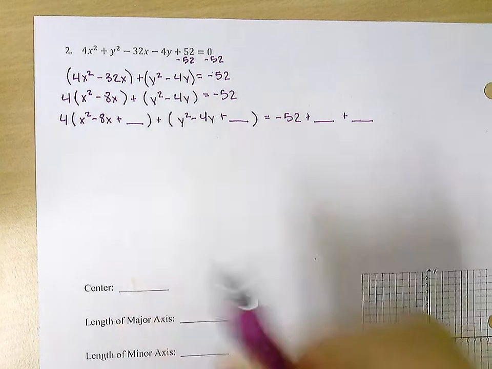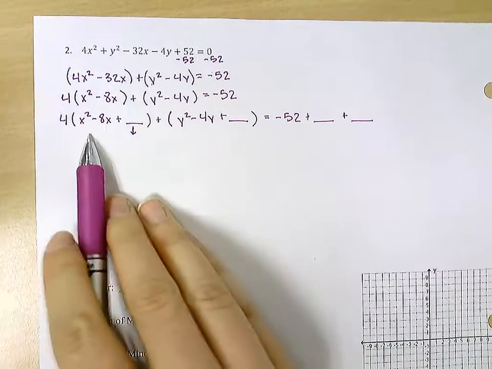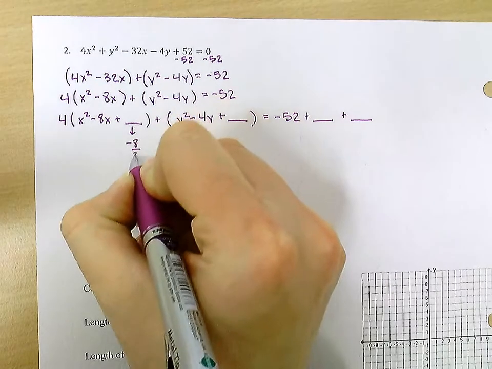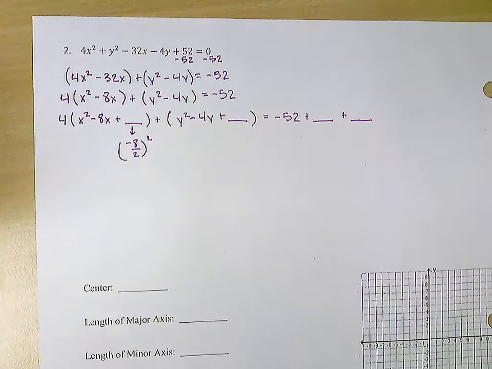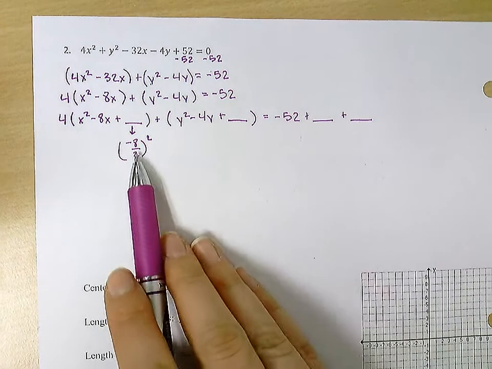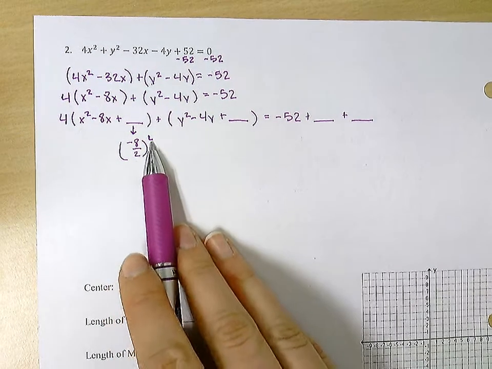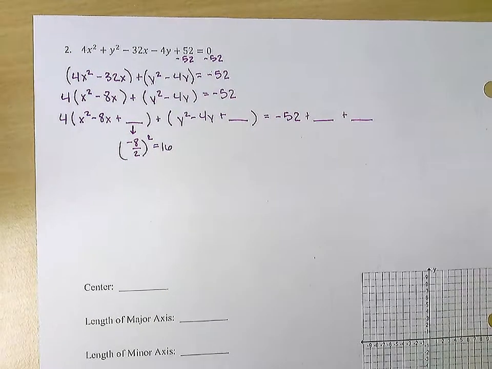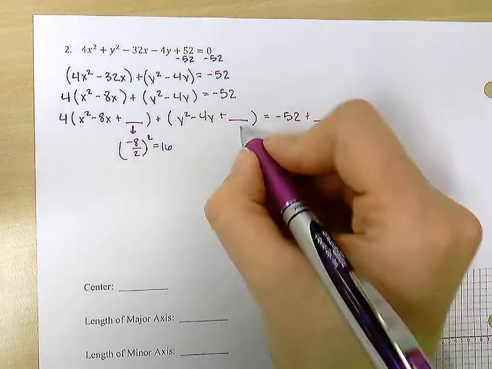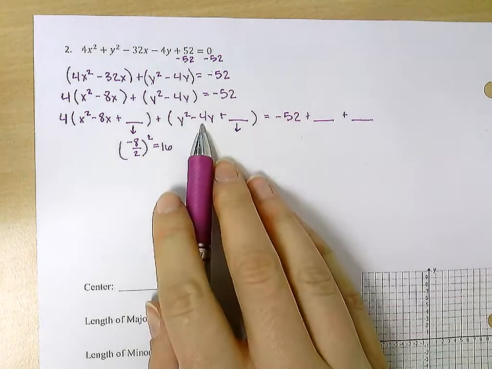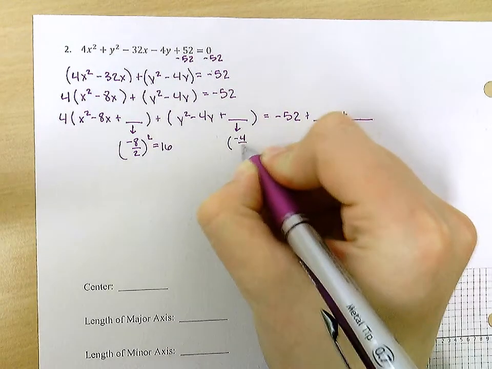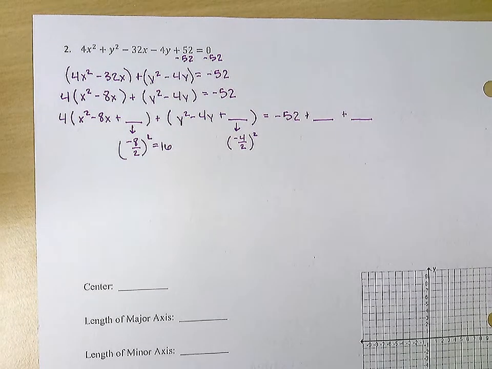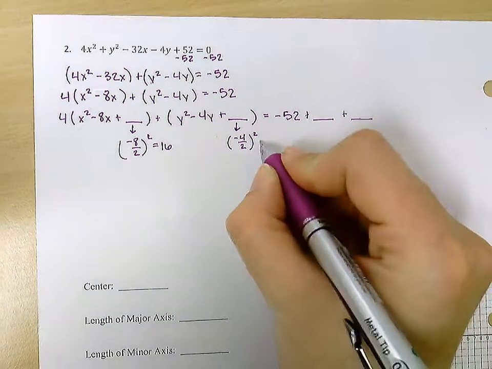So finding my values here, I need to take b over 2 and square it. So my b value with my x's is negative 8. So I'll divide that by 2 and square it. So that is negative 4. Negative 4 squared is 16. Second quantity here, my b value is negative 4. Divide that by 2 and square it. That is negative 2. Negative 2 squared is 4.